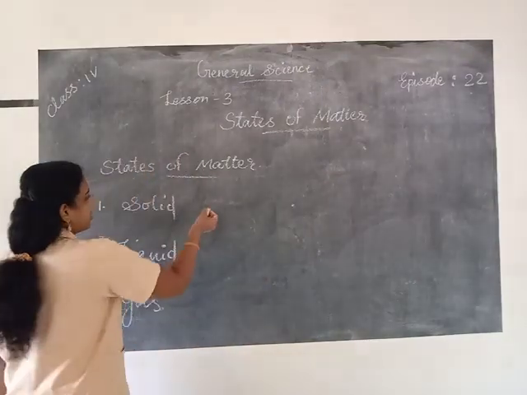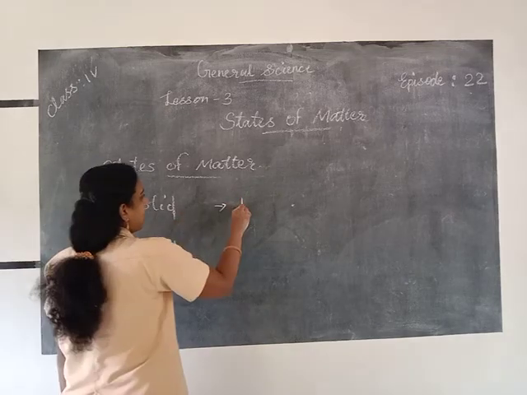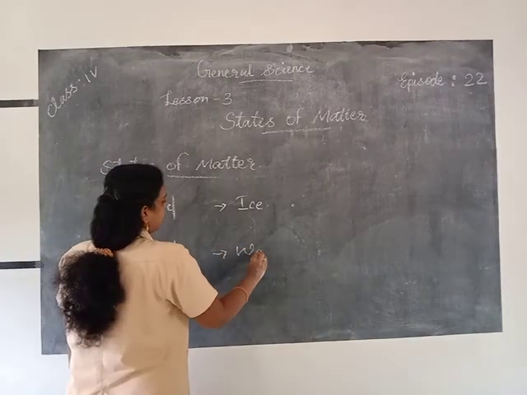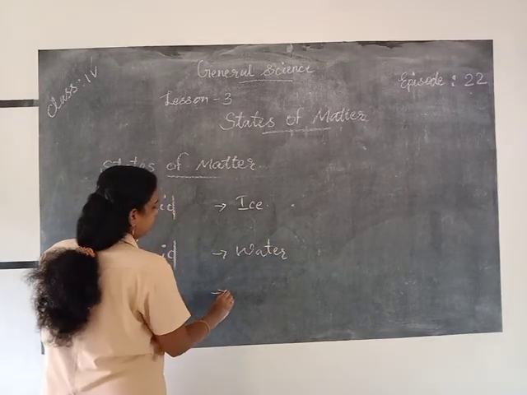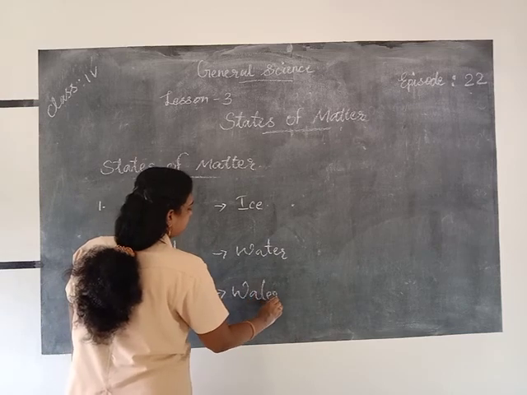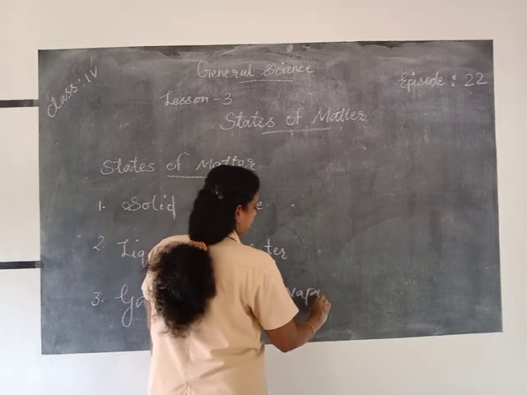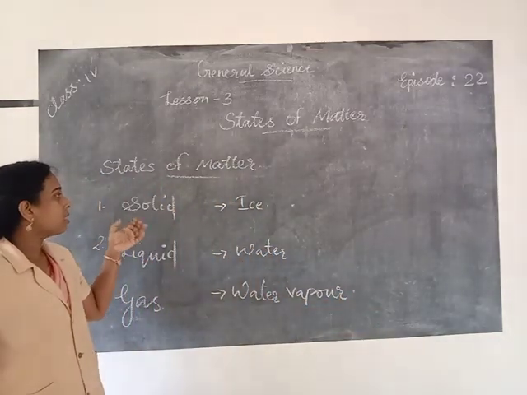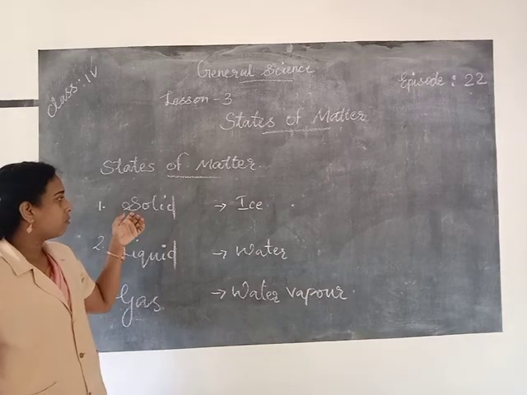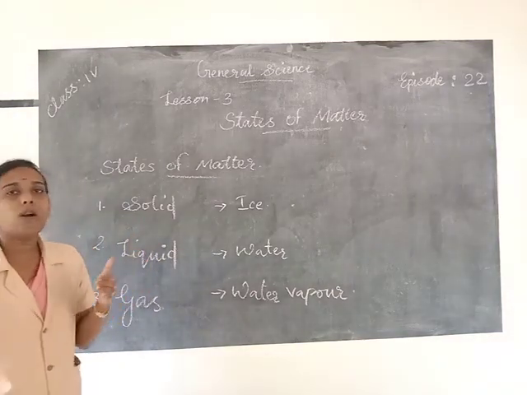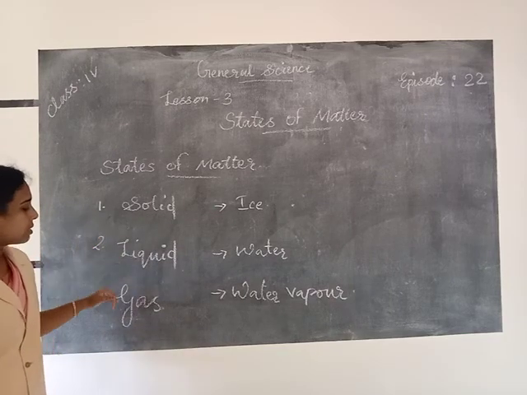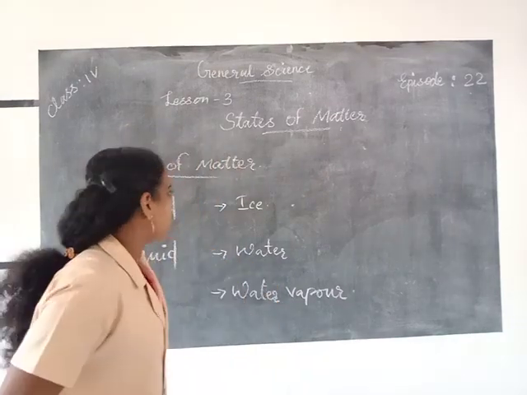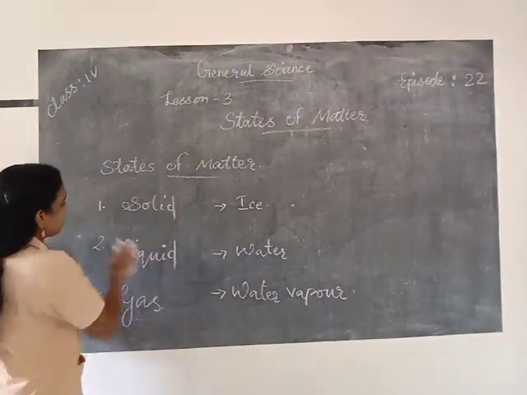For example, the solid state of matter is ice. Ice is an example of the solid state, water is the liquid form, and water vapor is the gaseous form. So we can convert the states of matter from one state to another by heating or cooling. So solids, liquids and gas are the three states of matter. Which are the characteristics of each state? The first one is the solid state.